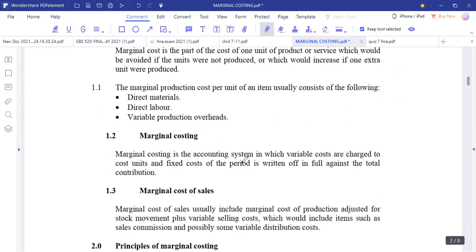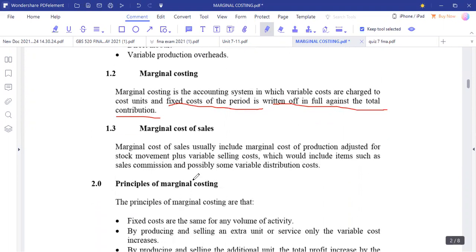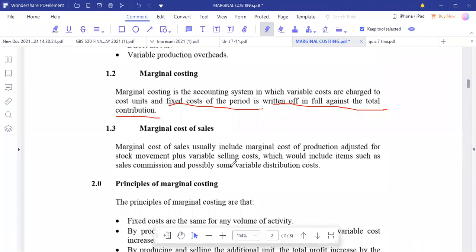So marginal costing is an accounting system in which variable costs are charged to cost units and fixed costs of the period are written off against the total contribution to find the net profit. After we find the contribution, we can knock off the fixed cost in order to find the net profit. So it deals with variable costs to find contribution. After we subtract the fixed cost, we get the net profit.